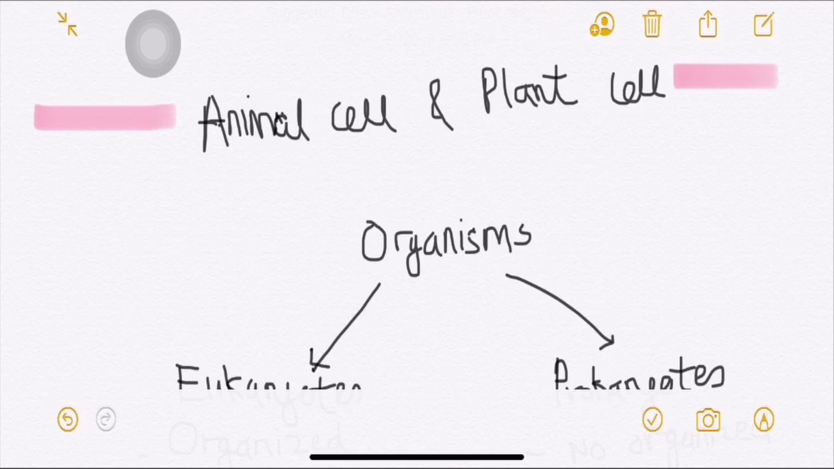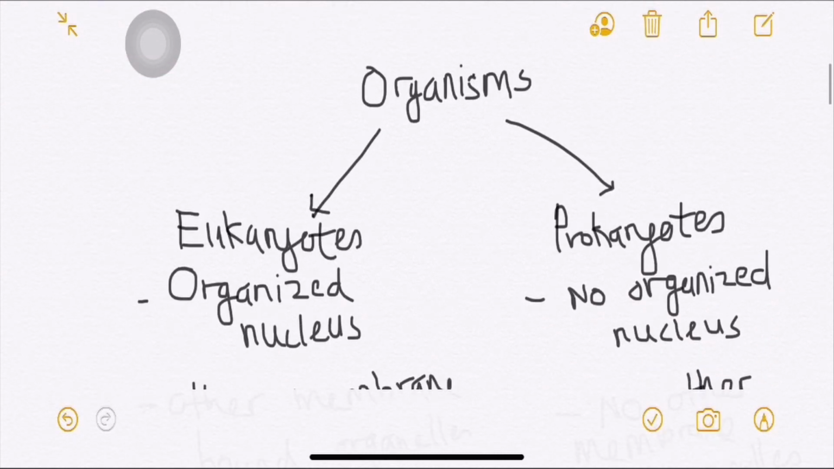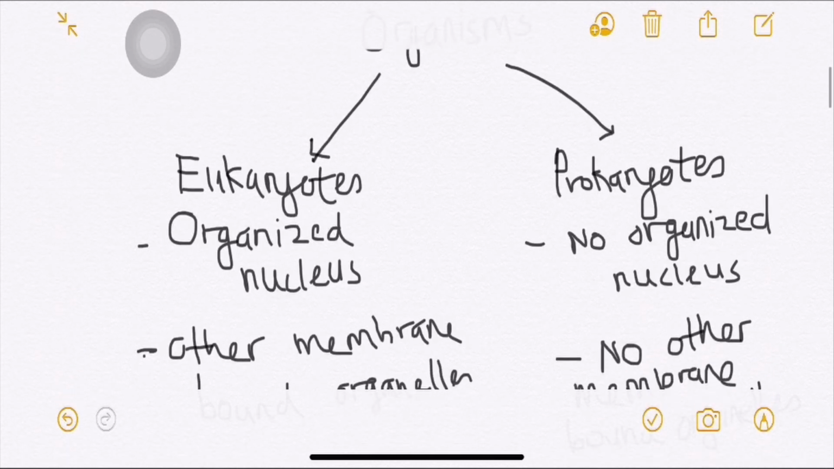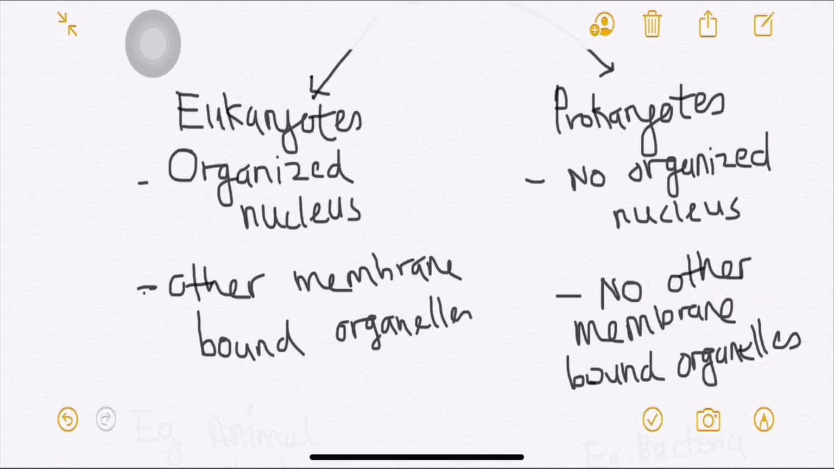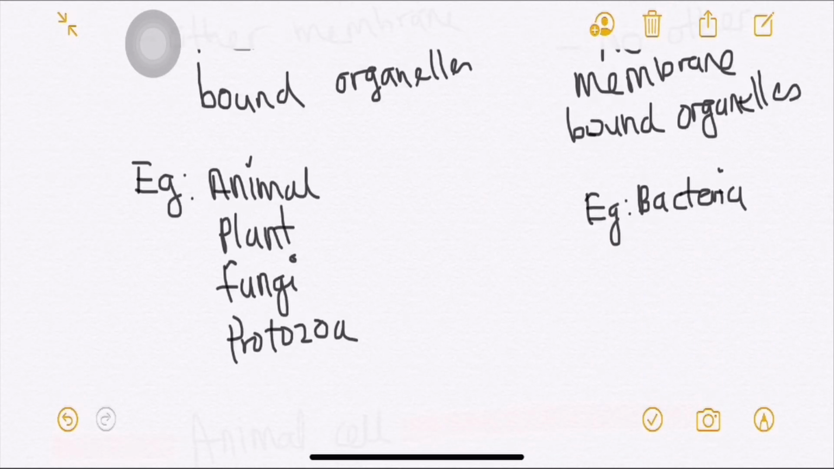Organisms are divided into two parts, eukaryotes and prokaryotes. Eukaryotic organisms are the organisms that have an organized nucleus, whereas prokaryotes don't have an organized nucleus. The other difference is that eukaryotes have other membrane-bound organelles such as the mitochondria. Prokaryotes don't have other membrane-bound organelles as well. Going to the examples, eukaryotic examples are the animal cell, plant cell, fungi, protozoa, whereas the prokaryotic example is the one and only bacteria.